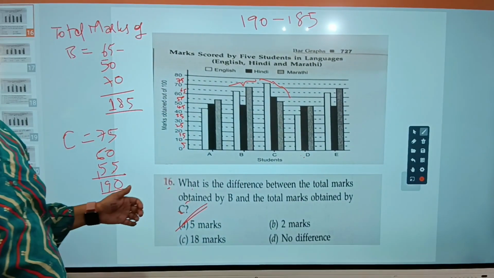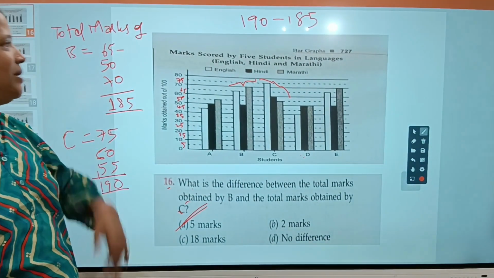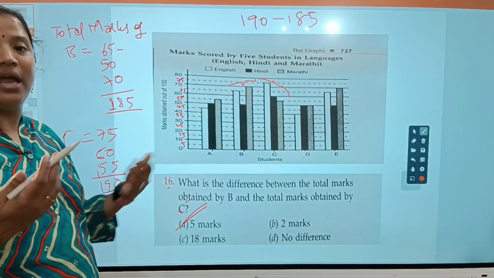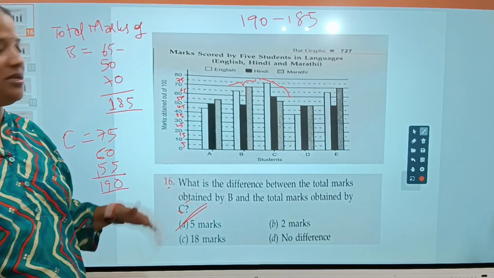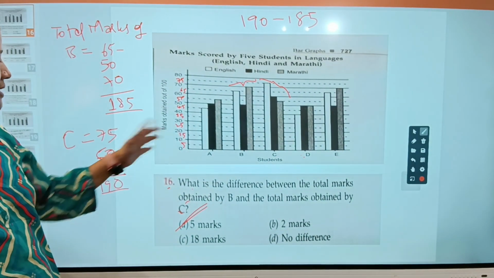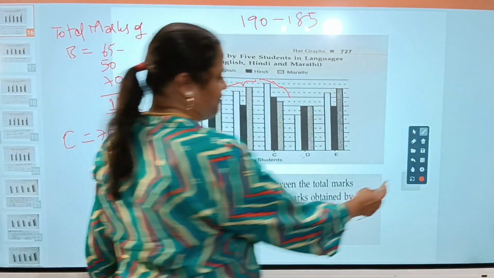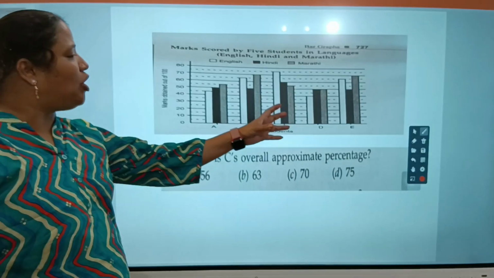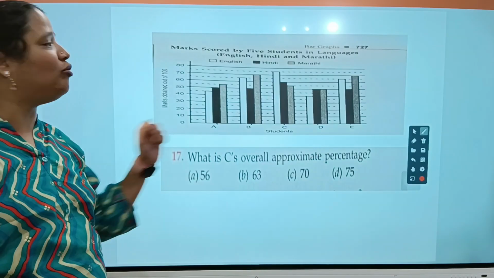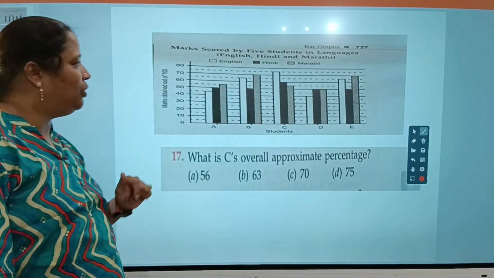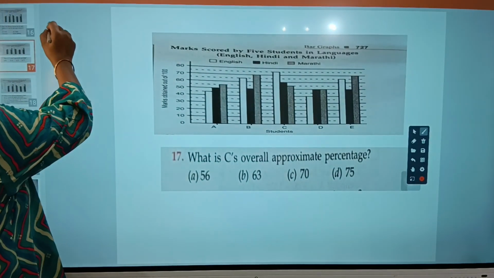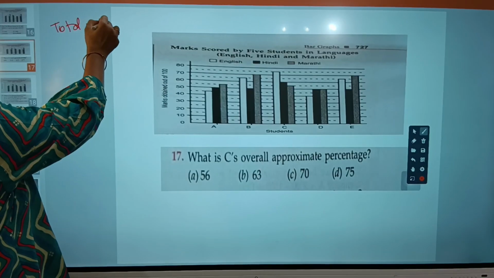We will also compare, right, how much our friend got, how much we got, what is the difference, by how much percent he has increased over us. Like that, the students' marks are also compared in this graph. So what is C's overall percentage? Okay, how much marks did C get? Already we calculated total marks of C.